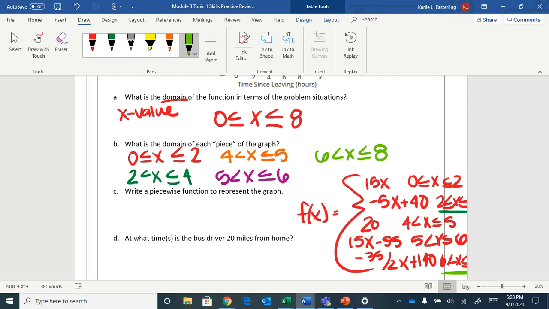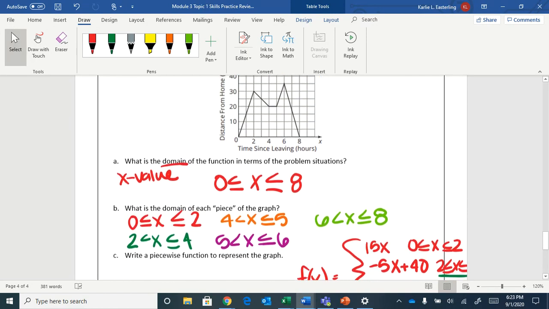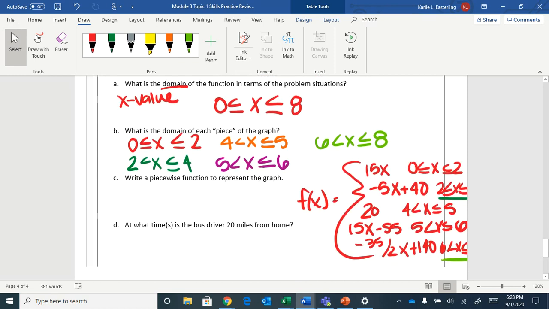And then finally, our final question is, at what times was the bus driver 20 miles from home? So let's scroll up and look at our graph. And I'm going to highlight when we're 20 miles from home. So how I would like for you to answer that is that we are 20 miles from home for part of our first piece.